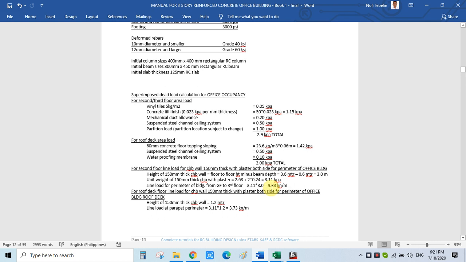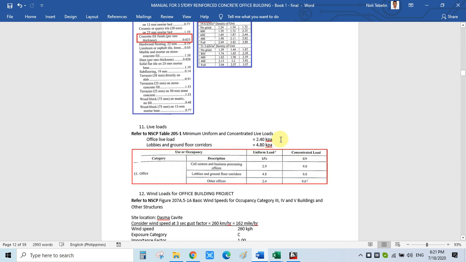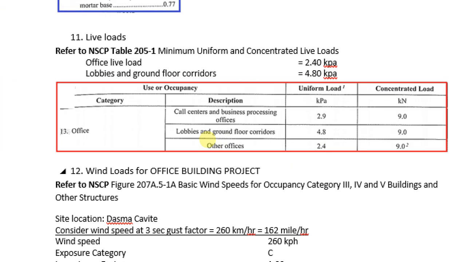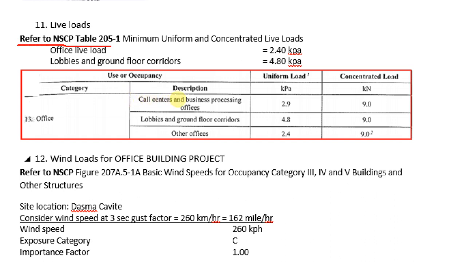Then, we will proceed to live load. So, nandito siya sa NSCP table 205-1, minimum uniform and concentrated live load. So, for office live load, we will use 2.4. Okay? So, dito sa office, category 13, we will use other offices. Dito, for the call center and business processing, you have 2.9. Then, lobbies and ground floor corridor, 4.8. Okay? So, we will use other office that is equivalent to 2.4 kPa.